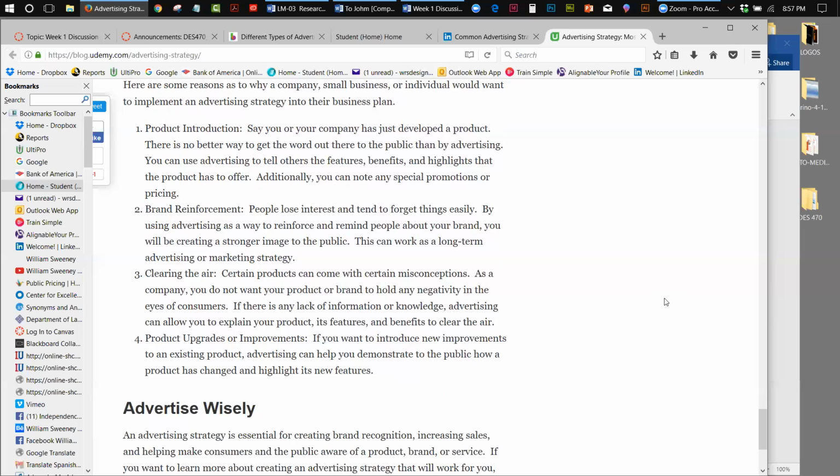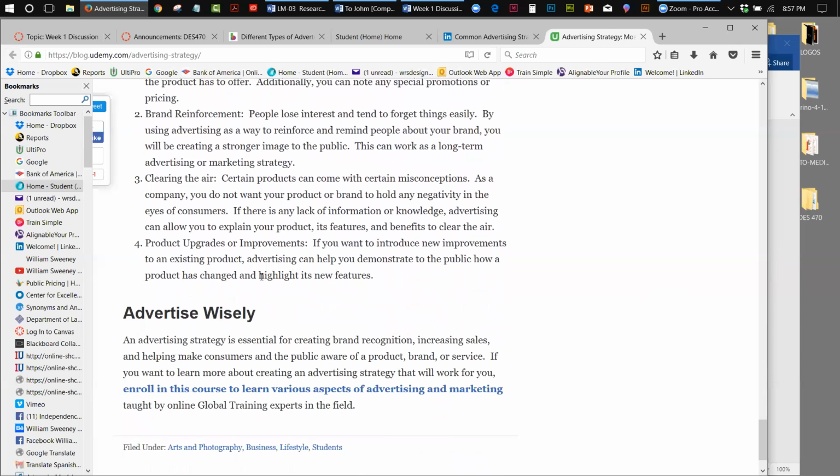And that's something that you don't want to have happen, okay? So clearing the air could mean something along the lines of that. Product upgrades and improvements also fall into what I was just saying, because I am sure that the people at Tropicana thought at the time they were being incredibly clever with the package that they were putting out to the public. The public rejected it.